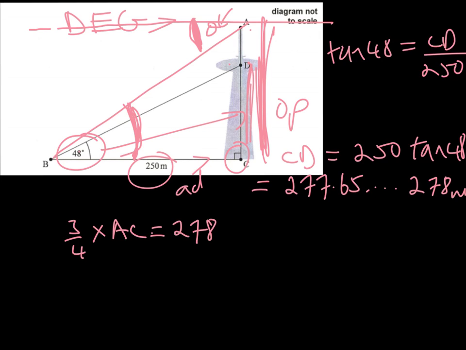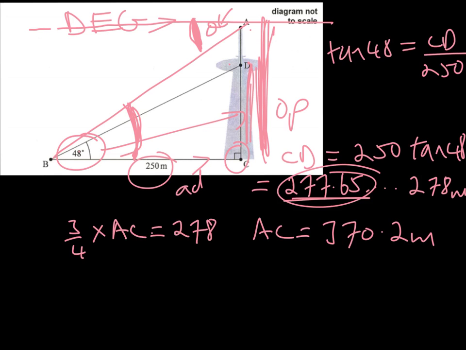Now remember, on your calculator you should actually keep the exact answer, so you should keep the 277.65 on your calculator. But here we can see we can calculate this length AC by rearranging this equation, and we end up with a value of AC which equals 370.2 meters. So now we've got this length here, 370.2. We've got this length here, so we can very easily work out this angle here. This is also going to be theta.